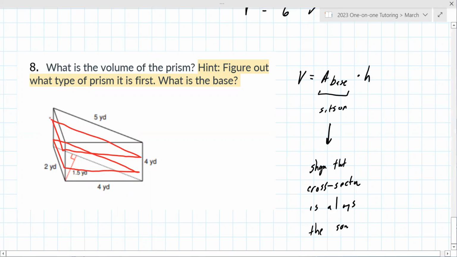So this is a tough one. Oop, did you jump out? So jump.